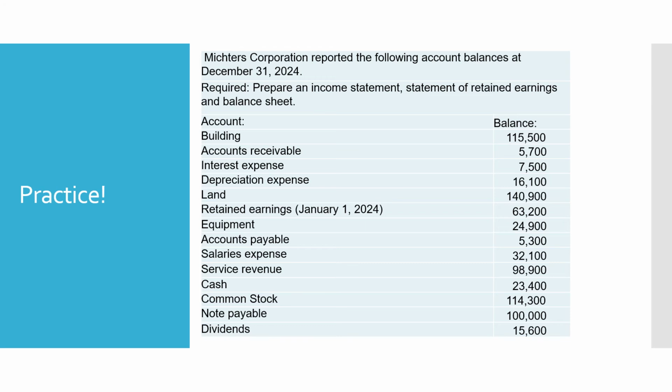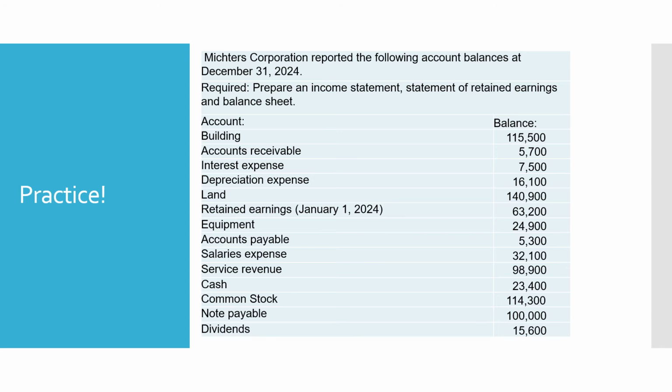Equipment, the next account, is an asset. It's going to be reported on the balance sheet. Accounts payable is a liability. It is going to be reported on the balance sheet. Salaries expense, an expense account, is going to be reported on your income statement. Service revenue is your revenue account. It's going to be reported on your income statement.